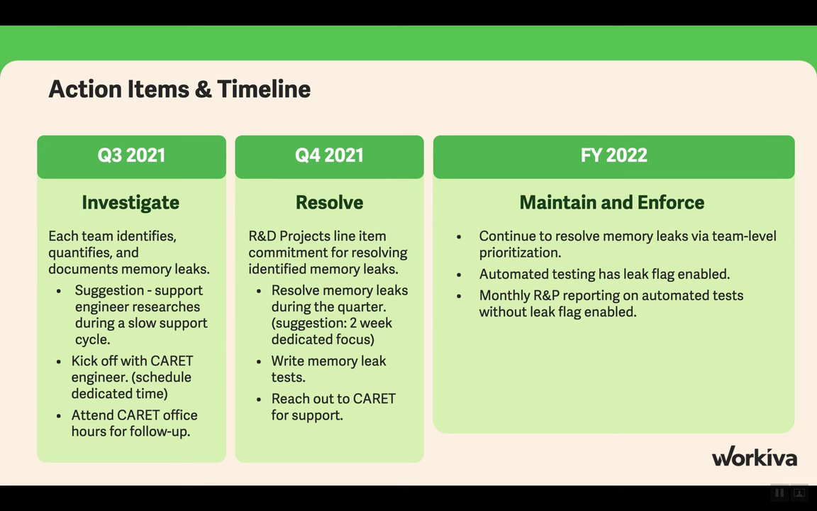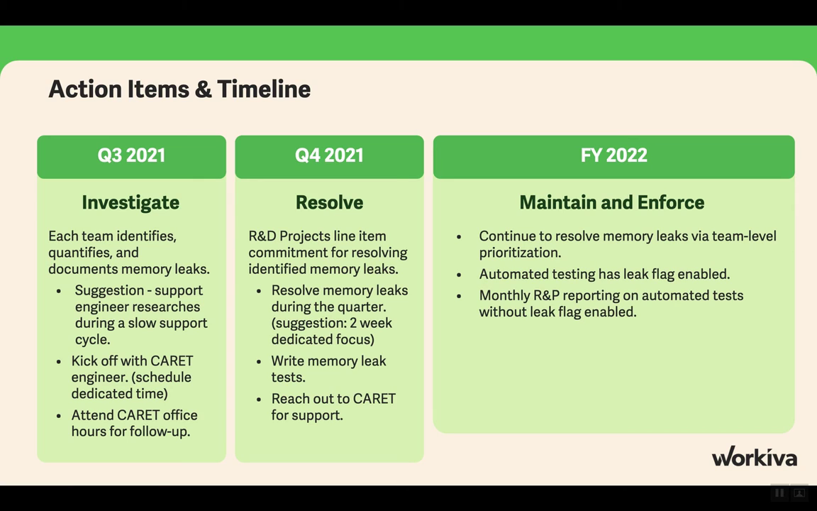Q4. This is where the big ask comes in. R&D projects: what we're asking for is a line item in the R&D projects list showing a commitment for resolving identified memory leaks. We suggest setting aside 2 weeks of a developer's time in order to focus on removing and resolving those existing memory leaks, and then writing any additional memory leak tests that are needed and enabling the memory leak flag on your existing functional tests. And then obviously Carrot will be there for support the entire time.